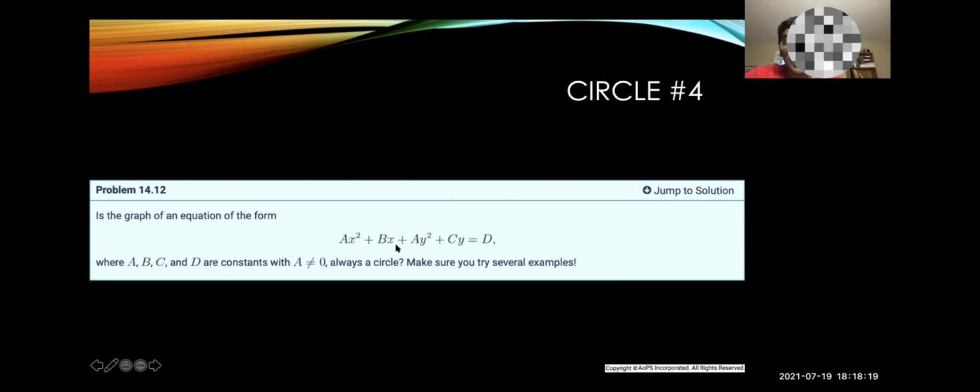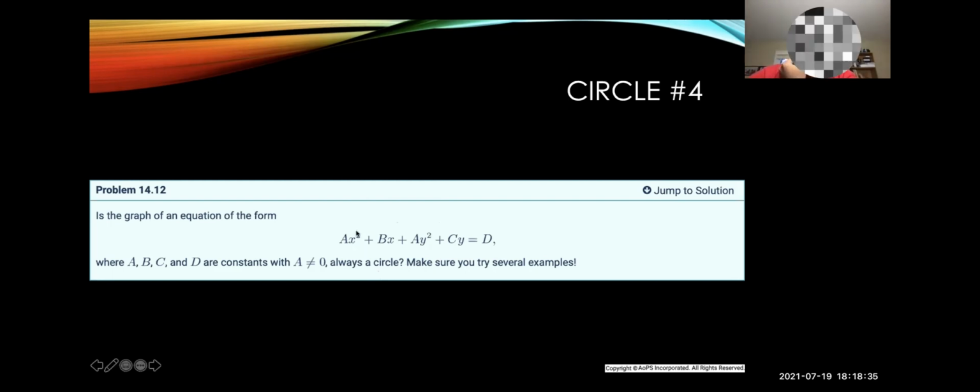Okay, we're gonna go through this problem now. So in this equation, we have ax squared plus bx plus ay squared plus cy equals d. And we say a is not equal to 0. And we're essentially asking, will this always make a circle? So the answer is actually no.